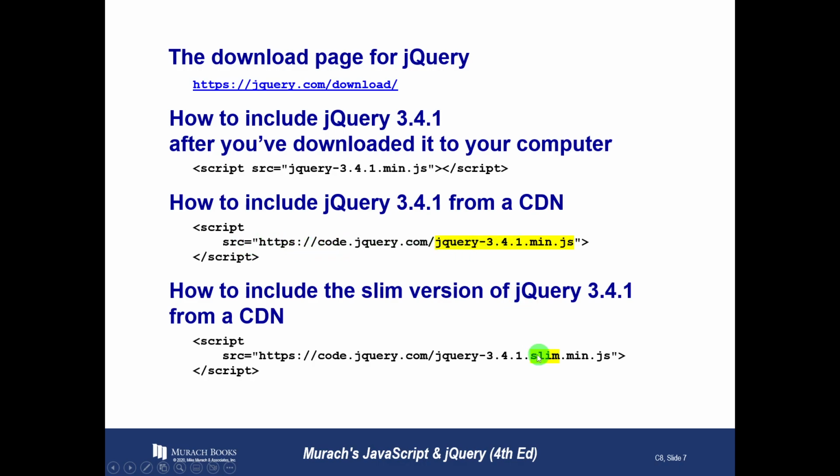There are also slim versions. So how to include the slim version of jQuery 3.4.1. The slim version means not only is it minified, they've taken out some of the key features, probably features that, at least in this chapter, you're probably not going to use, and maybe not even in this course. However, I can't remember exactly which ones they take out. If you go to their website, they'll tell you which ones they take out. Well, let's go look.